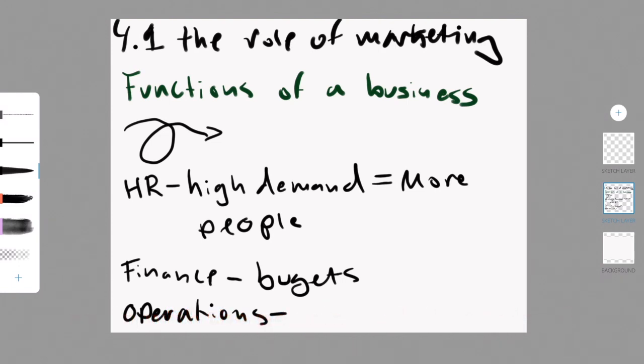Operations, basically this is everything. Operations and marketing have to work together to fix everything. Make sure they're meeting all the customer demands when making the product and stuff like that, because otherwise the business will not be successful.